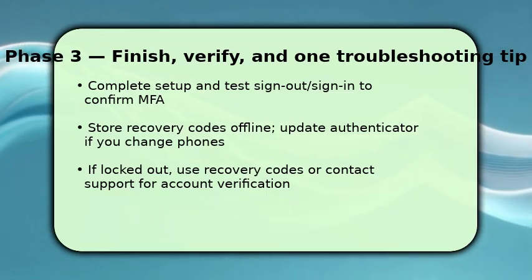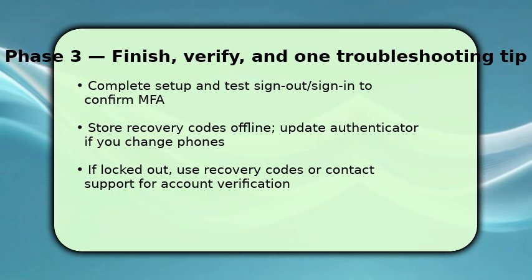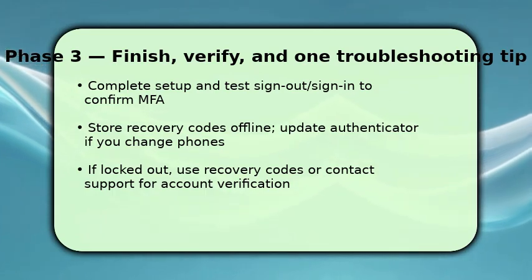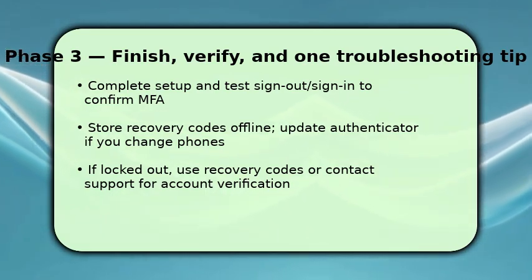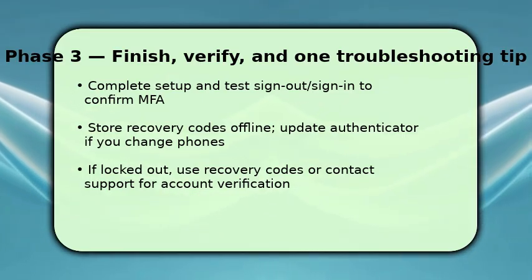If something goes wrong, don't panic. First, use a saved recovery code to regain access. If you don't have one, contact support and be ready to verify identity. This is why saving recovery codes and phone fallback matters. Prevention beats recovery.